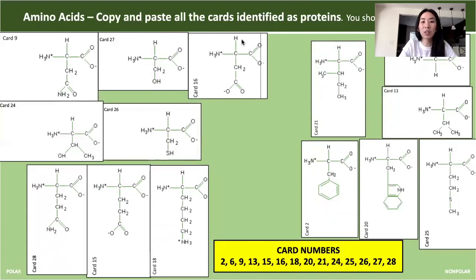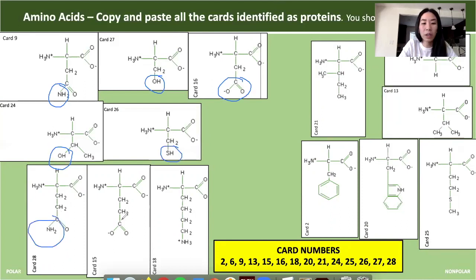On the left side is polar. I'm gonna show you for card 9, NH2, that's an amino group, so that's gonna be polar. Hydroxyl here, carboxyl. I'm circling all the sections that would make the R group polar. Sulfhydryl, amino again, carboxyl, and then amino. So in order for you to determine whether it's polar, it should contain one of these functional groups.